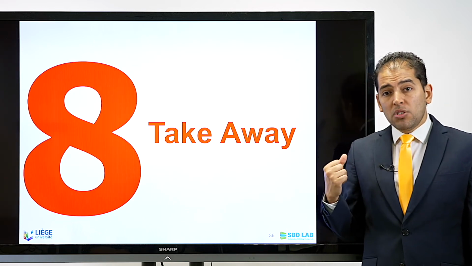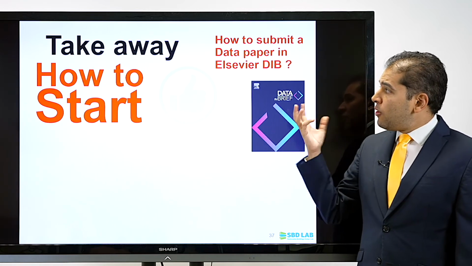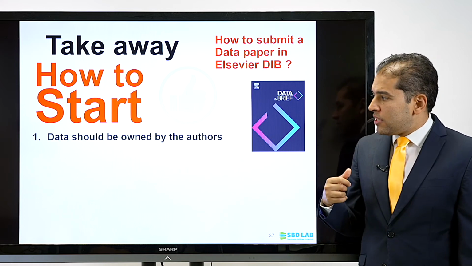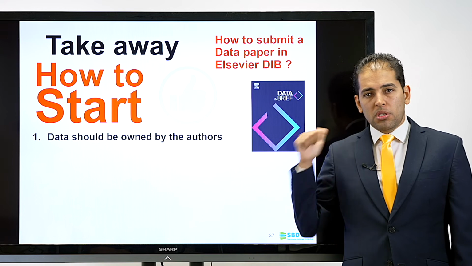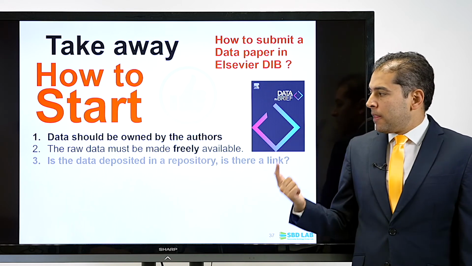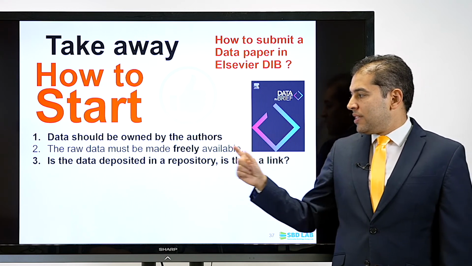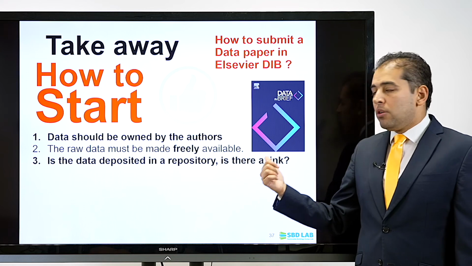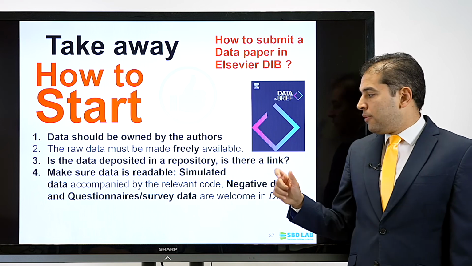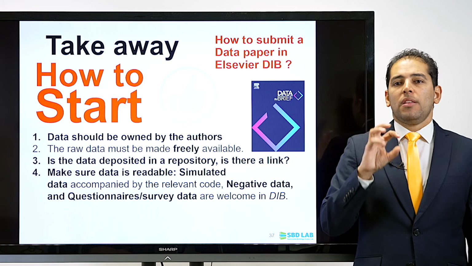Some takeaway messages when you want to publish in Data in Brief. Well, how can I submit a data article in the journal Data in Brief in Elsevier? Data should be owned by the authors. Make sure of that. The raw data must be made freely available. Check this through a repository. You have to ask yourself, is the data deposited in a repository and is the link active and available? Make sure that the data is in a readable format and not simulation data. Make sure you have real experimental measured data.